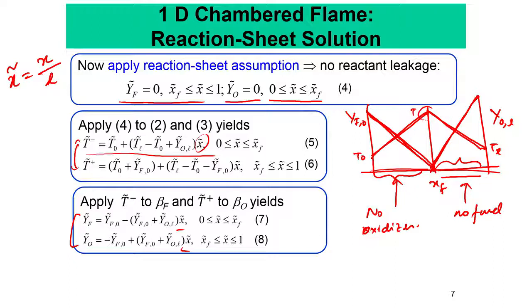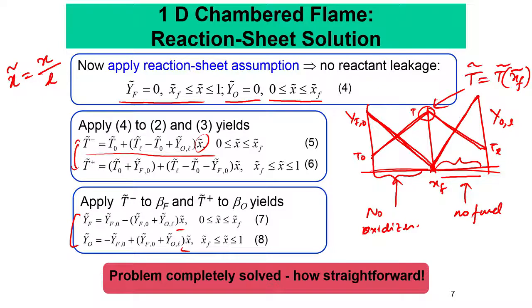So one point is clear here: in the whole domain, the maximum temperature point is at T equal to xf tilde. So this is the point where the temperature is maximum, and that completely solves the problem.